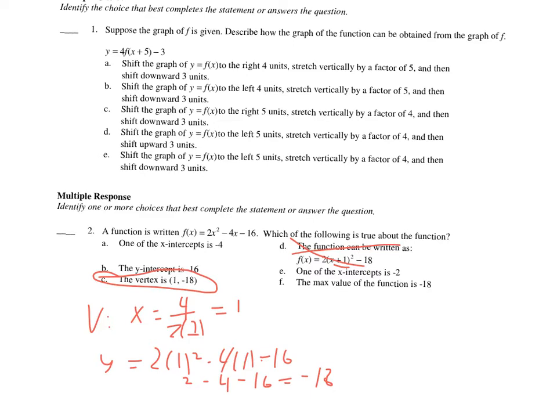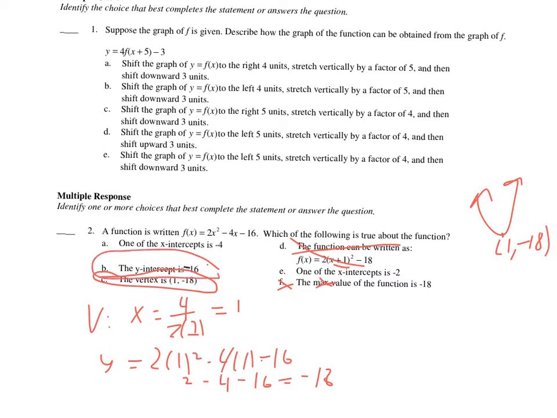F I can actually also see is incorrect just because it says max value. So this is an upward facing parabola, so actually the minimum value is negative 18. That is actually the min value, so that's incorrect. Y-intercepts, I can see that this did say negative 16 right there, so that is correct.